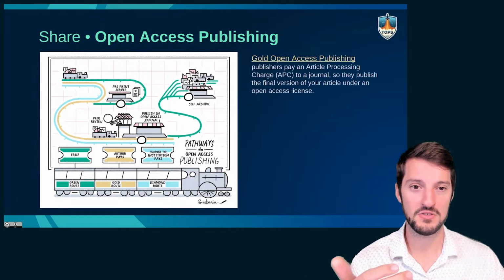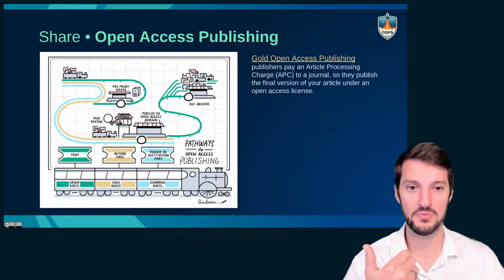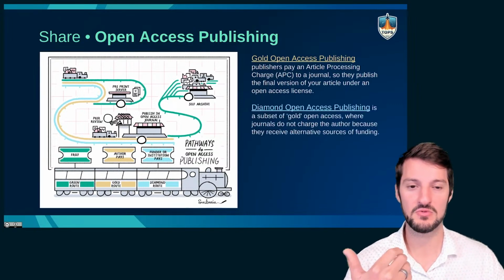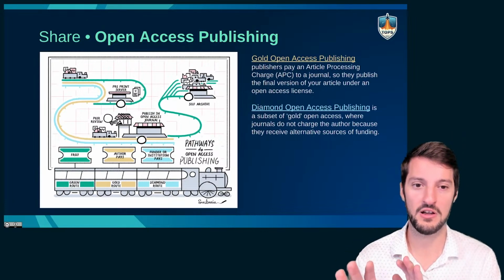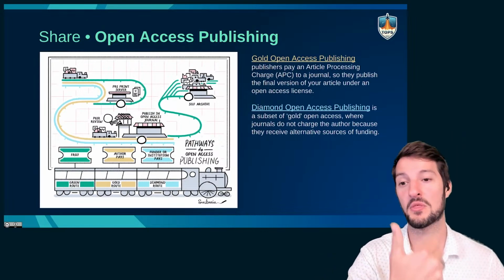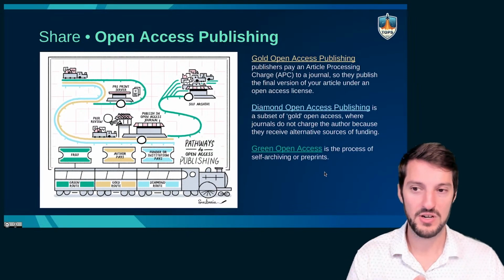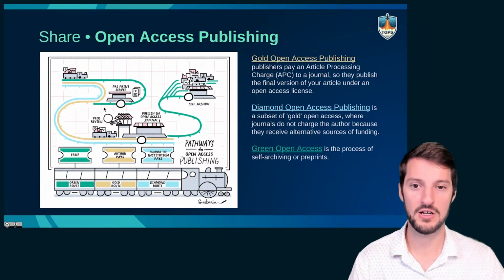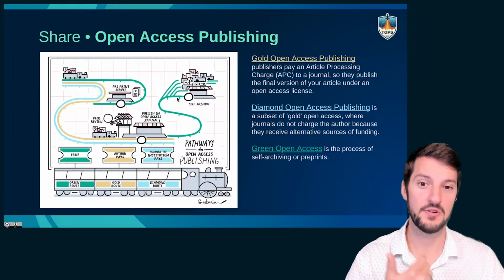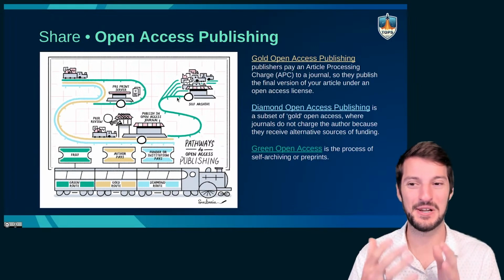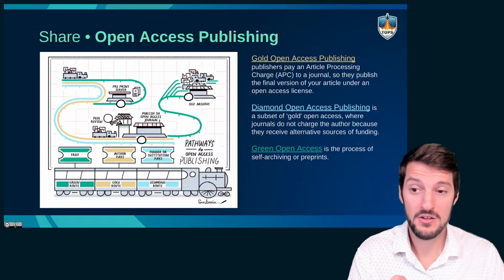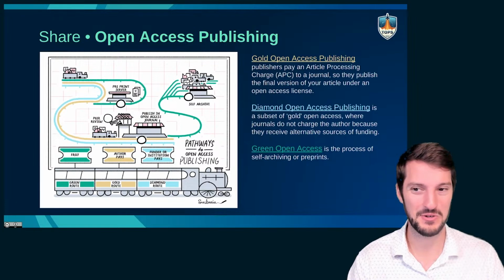And so we have our gold route, where you pay the APC, the article processing charge, so that they can publish your final version under an open access license. We have the diamond route, where I said it's a subset of gold, but the journals don't charge the author because they receive alternative sources of funding, whether that's from a third party or from your institution. And we also have the green route here, which is just the process of self-archiving and preprints. And so the green route makes a mandatory stop at a preprint server where you drop your article off. You skip the standard peer review and open access publication, and then you simply go and self-archive, meaning you put your code and data up on some type of archive repository, like Zenodo, as we've talked about recently, but we will go into more depth.